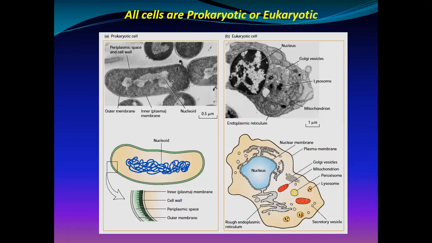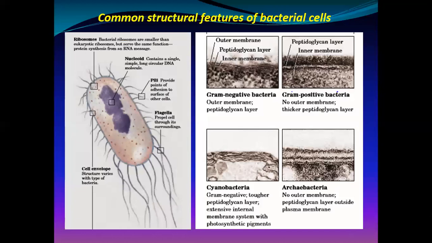There are several organelles. We will be going into detail in a while. Golgi vesicles, mitochondria, peroxisome, lysosome, secretory vesicles, rough endoplasmic reticulum, smooth endoplasmic reticulum, all of these will be there in this eukaryotic cell. So this is the fundamental difference between the eukaryotic and the prokaryotic cell, right? Now we take the prokaryotic cell in a bit more detail.